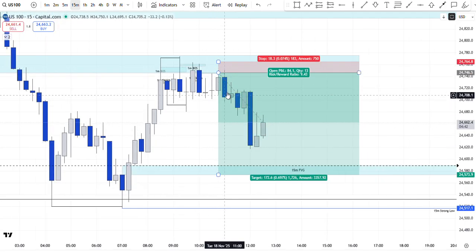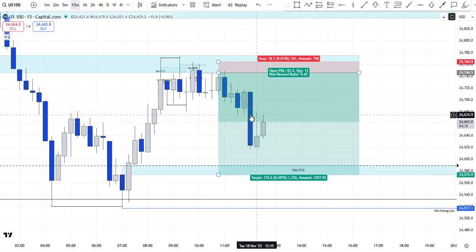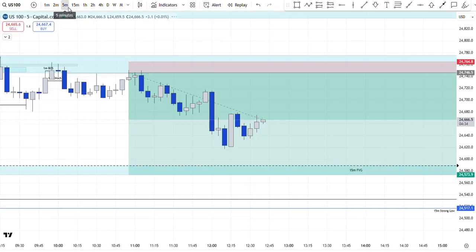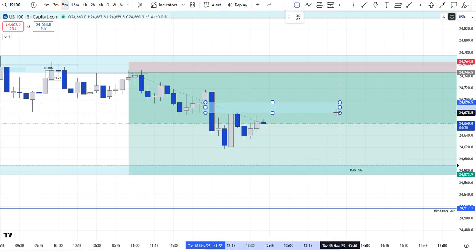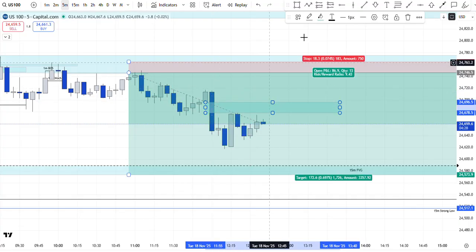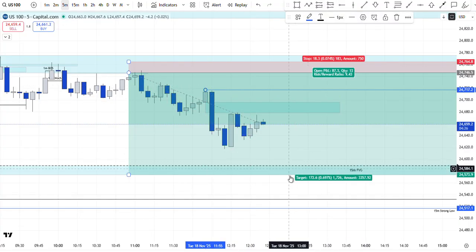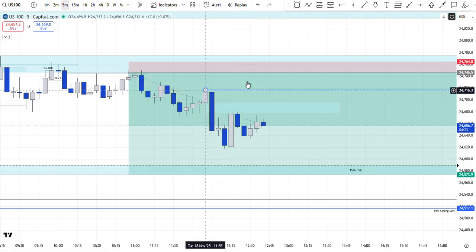A nice thing to see here is that price came down. It closed price here, so it hasn't left a fair value gap on the 15 minute. There's a bit of a fair value gap here on the 5 minutes, so price could want to come into this. My stop is currently above this high, as that is my current strong 5 minute high.